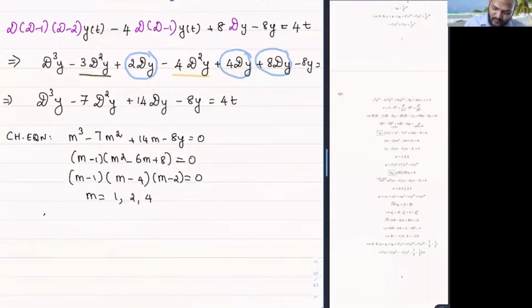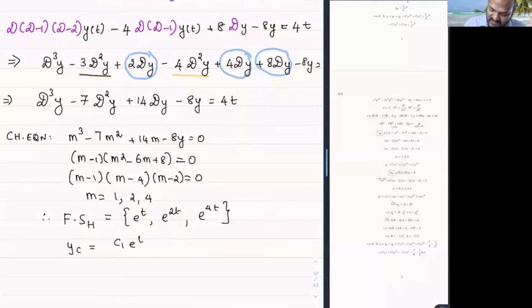And so therefore, my fundamental set of solutions for the homogeneous part is going to be e to the t, not the x, right? And e to the 2t, again not e to the 2x, and e to the 4t, right? And so therefore, the yc for this problem would be c1 e to the t plus c2 e to the 2t plus c3 e to the 4t, right?